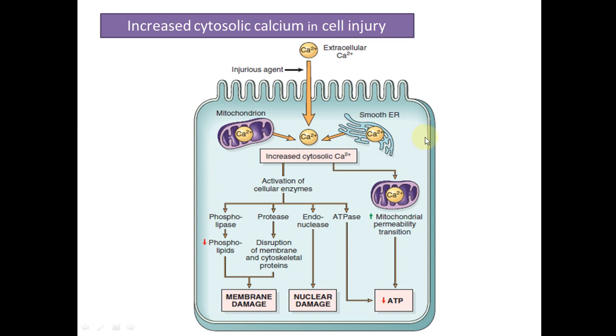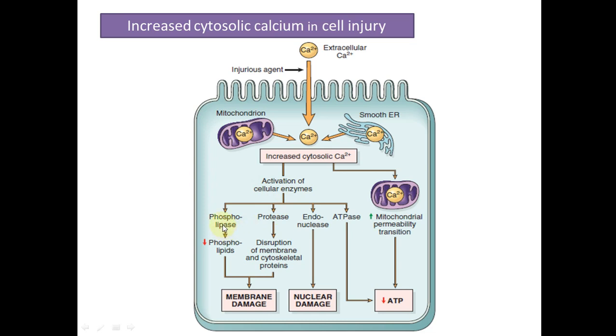And here I want to say that there are three sources of calcium: the extracellular calcium, particularly when the calcium transport system is damaged, and also the calcium that is normally sequestered within the endoplasmic reticulum and within the mitochondria. In case of damage, these three sources of calcium will lead to an increased cytosolic level of calcium, and this increased cytosolic calcium will cause activation of the cellular enzymes.